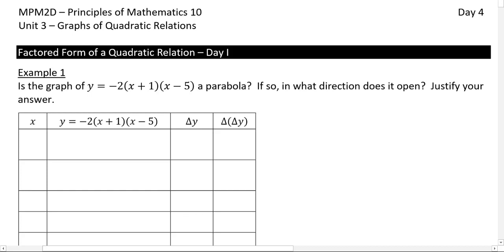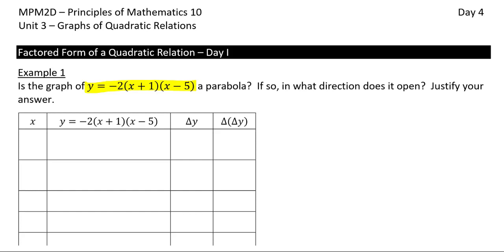Today we're going to take a look at the factored form of a quadratic relation. So in our first example, we're going to see whether or not this graph, y equals negative 2 times (x plus 1) times (x minus 5), is a parabola. And if it is, in what direction does it open?